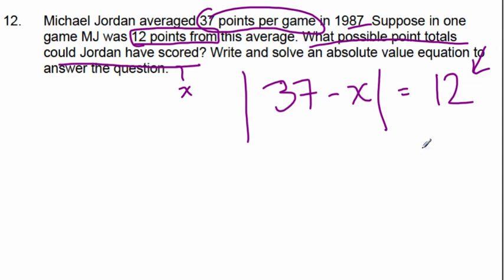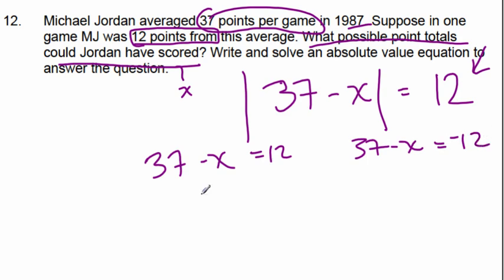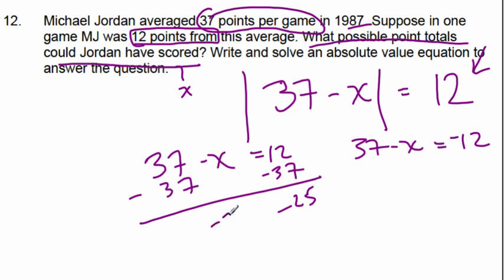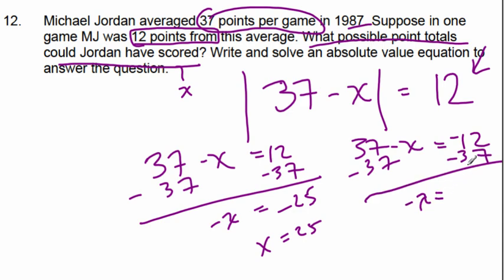Now you just have to solve this equation. So, what do we get here? 37 minus x equals positive 12, or 37 minus x equals negative 12. So you subtract 37. 12 minus 37, that's going to be negative 25. That's what negative x is, so x equals 25. On the other side, when you solve it, subtract 37. We're going to get negative x to equal negative 49. And then x will equal 49. So our answers are 25 or 49.